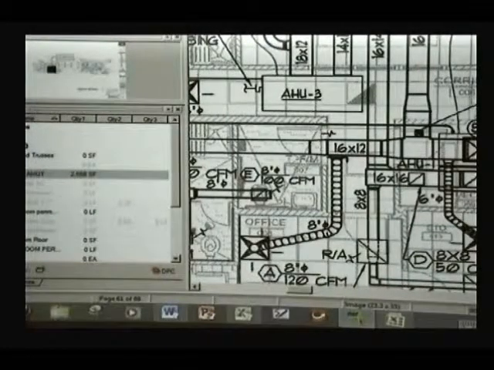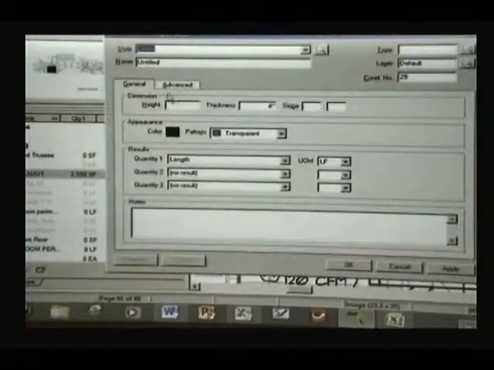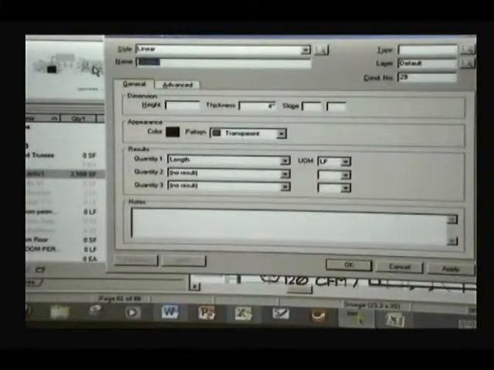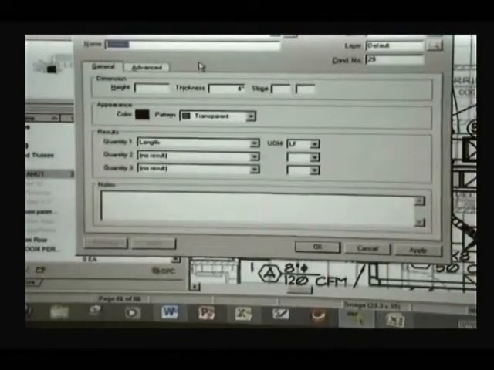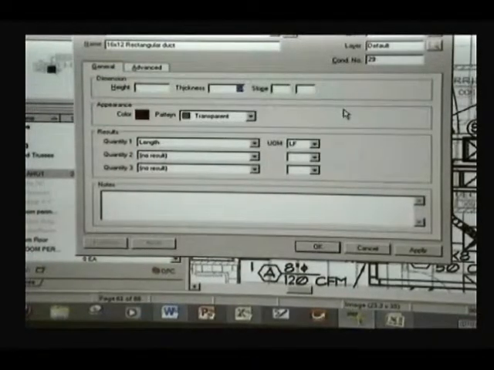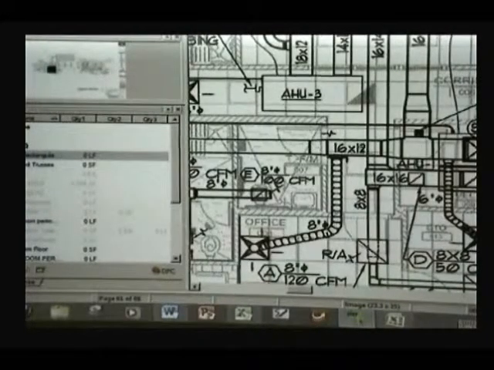So I'm going to create a new linear condition. This would be a 16 by 12 rectangular duct. Okay. The thickness of these will be 16. And basically I just measured this section.